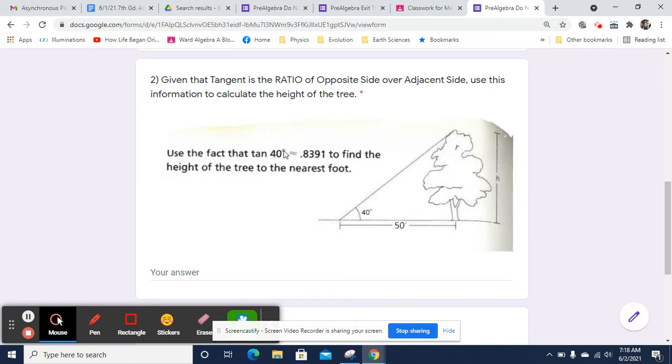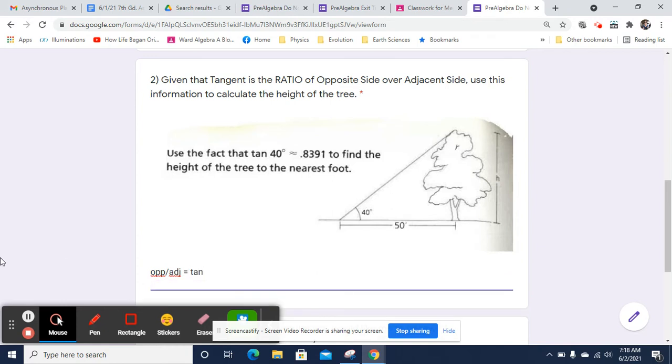Now we want to figure out how tall this tree is. And we've been given the tangent of 40 degrees. Now, tangent, if you recall, is opposite over adjacent. And so the tangent of 40 degrees is given to us as about 0.8391. So that is actually going to be equal to opposite over adjacent. So let's just copy that because we are going to need that.